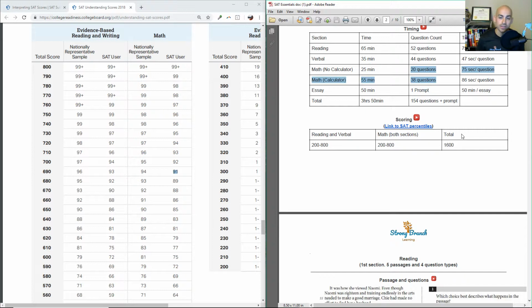The way this is different from the ACT is on the ACT, the reading section is scored completely separately than the verbal section. And that means that they're two different scores and they have their own percentiles individually reported. And there's only one math test on the ACT, and that has its own individual score and percentile.